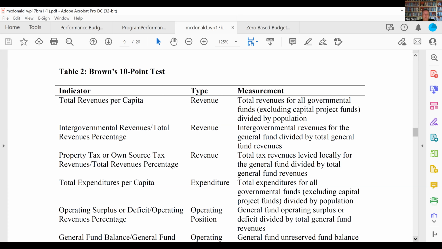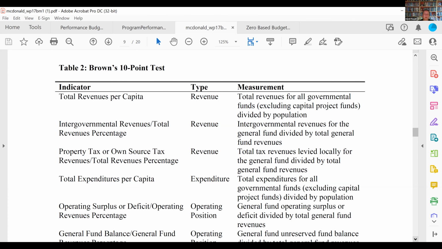Next one, another revenue type of indicator, property tax or own source tax revenues divided by total revenues, a percentage. And so again, these are all ratios that you're calculating. So you take your total tax revenues that you charge locally in your general fund. For a lot of governments, that'll be primarily property tax revenue, but tax revenues you have direct control over, divided by your total general fund revenue. Again, this is a measure of the amount of control you have over your own fiscal destiny. So those are three revenue ratios that you can use to measure fiscal solvency.